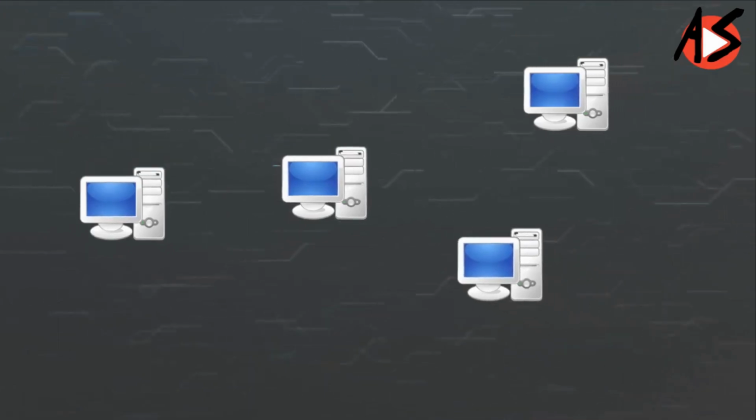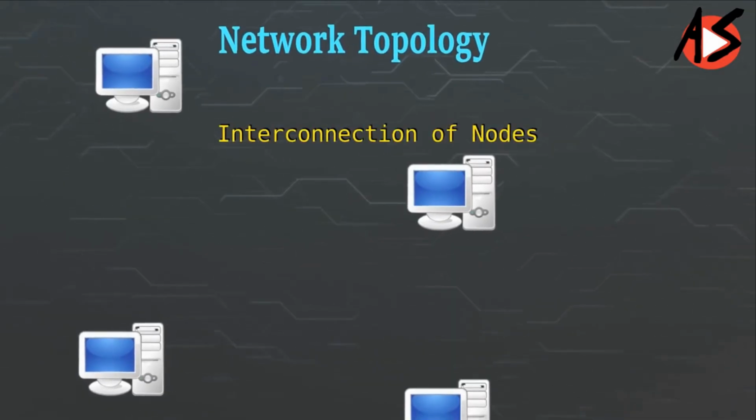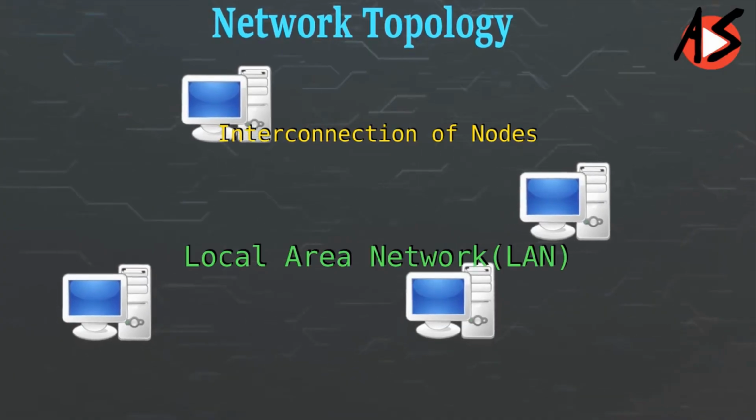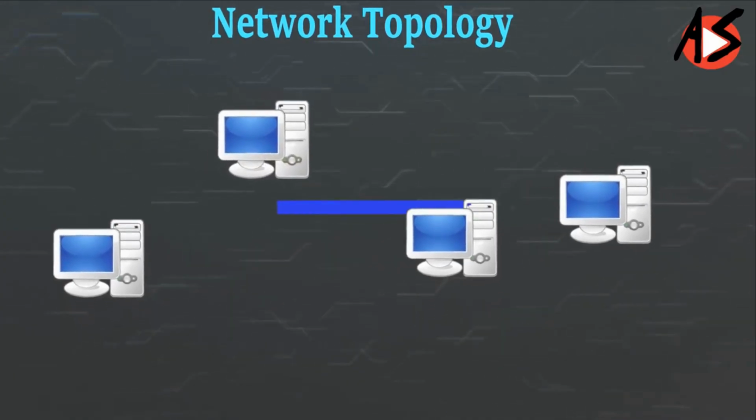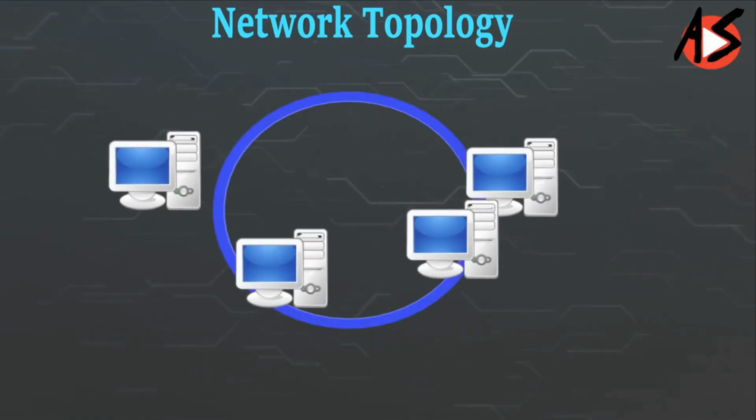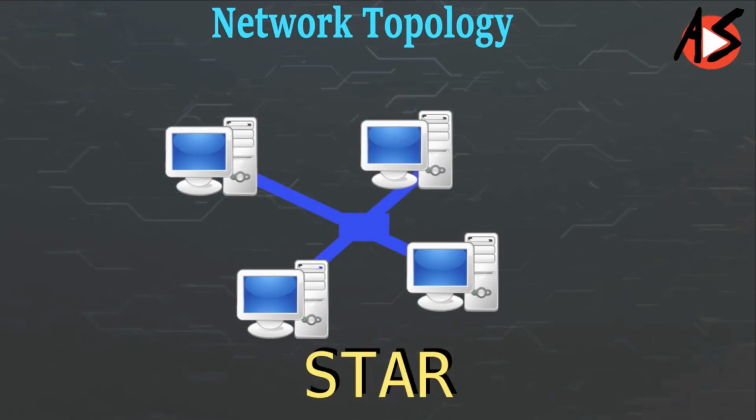We will discuss network topologies. Topology is the pattern of interconnection of nodes in a local area network, also known as a LAN. We have several topologies. We connect all nodes on a single cable called bus. Connecting the nodes in a ring is another option, or like star.